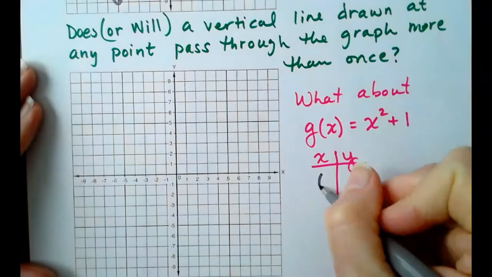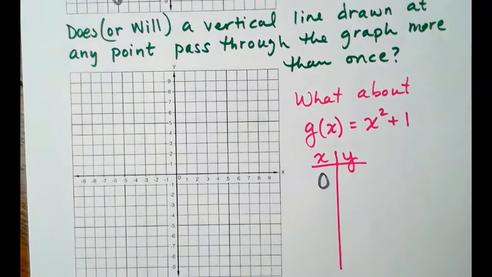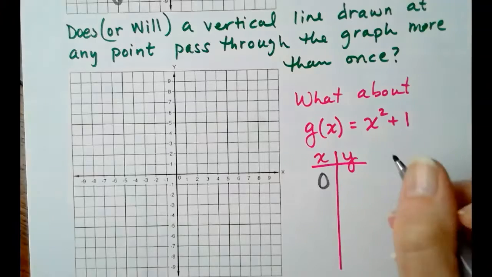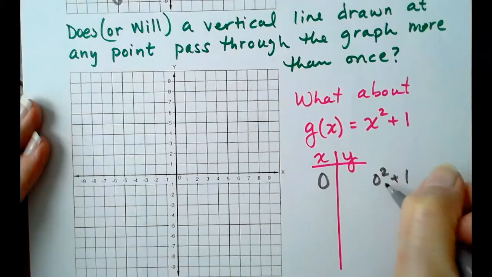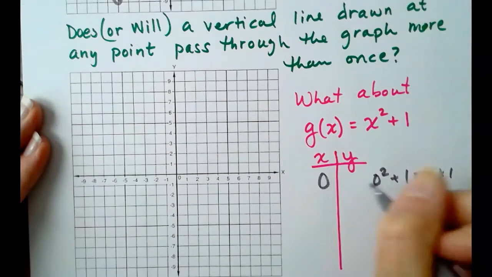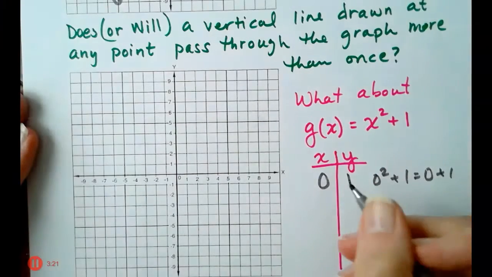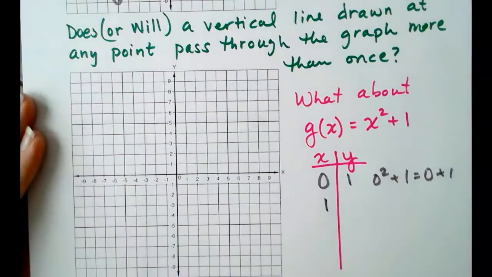Now, a good one to always start with is let x be 0. When x equals 0, what is the evaluation of the g function? Well, that will be 0 squared plus 1, and 0 squared plus 1 is 0 plus 1, which of course is 1. Let x be +1. So g of +1 will be 1 squared plus 1. That's 1 plus 1. That is 2.